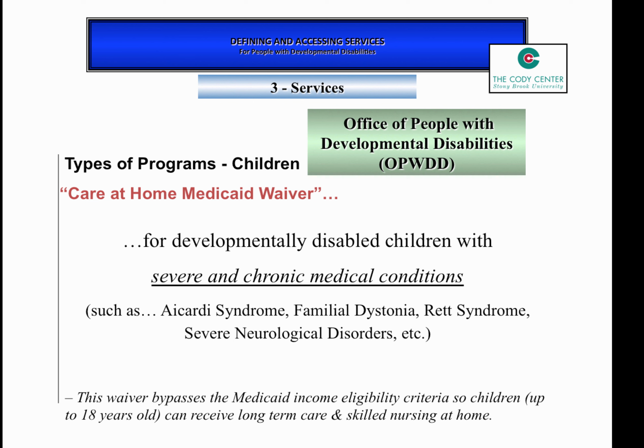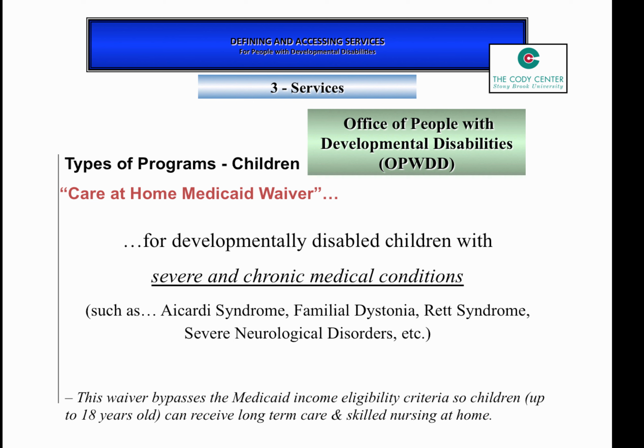The first type that I want to talk about that's available for children is Care at Home Medicaid waivers for developmentally disabled children, that's not person first, but with severe and chronic medical conditions. So children that are maybe medically fragile or have severe problems can receive a home Medicaid waiver. And these are for children with maybe familial dystonia, Rett syndrome, severe neurological disorders that would require in-home nursing care.